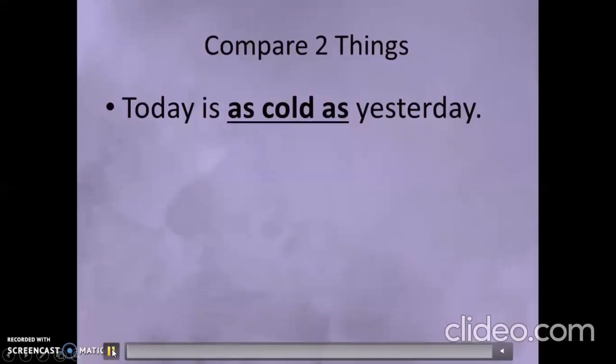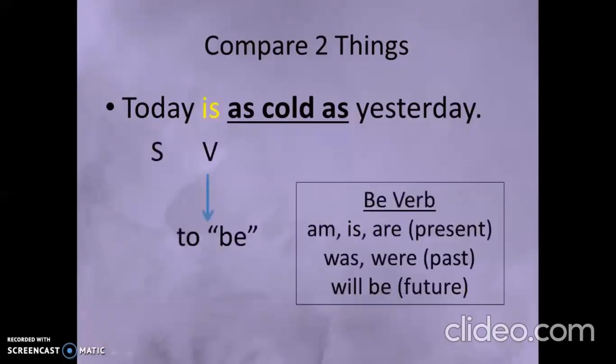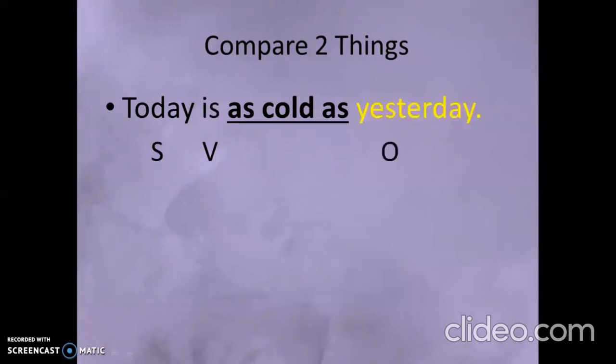Now, we're gonna be comparing two things, and I've got an example sentence for you. Today is as cold as yesterday. If we break apart this sentence, we can see our subject is today. Our verb is a form of the be verb. The different verb forms of be are am, is, are in the present, was, were in the past, and will be in the future. And then of course we have our object, yesterday. But what about this middle section here, as cold as?